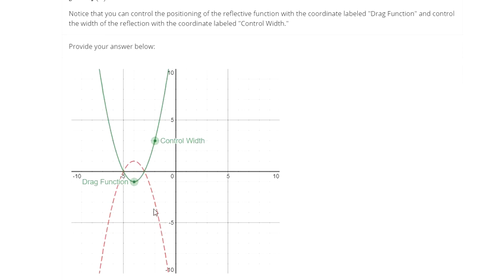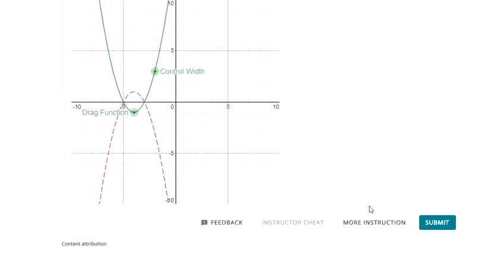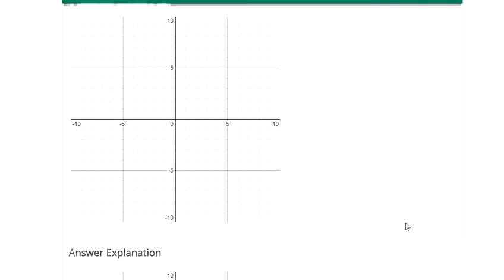So pick some actual points on the red dotted line, and if it's y equals negative f of x, it just means you're multiplying the y coordinate by negative 1. So it's changing its sign. So this should be the graph. Let's see if we can get another one.